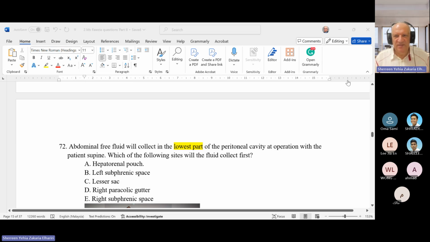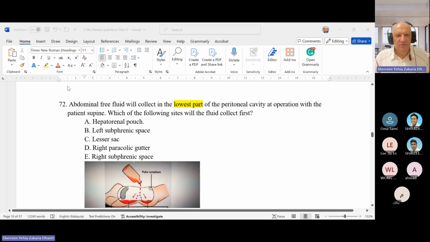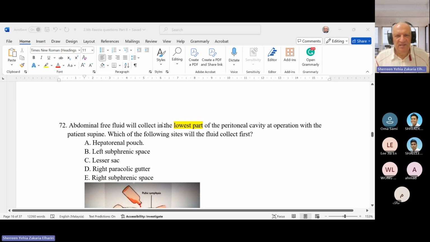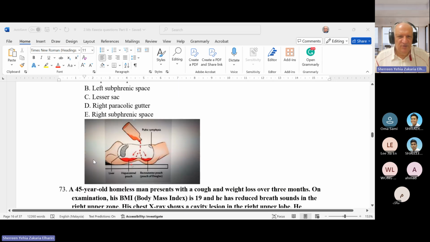Next question. Have a tricky one. Also have a lot of debate in some versions. Abdominal free fluid collects in the lower part of the peritoneal cavity at operation with the patient supine. Which of the following sites is the fluid collected? So if you see this picture, of course, my opinion is according to the operation.